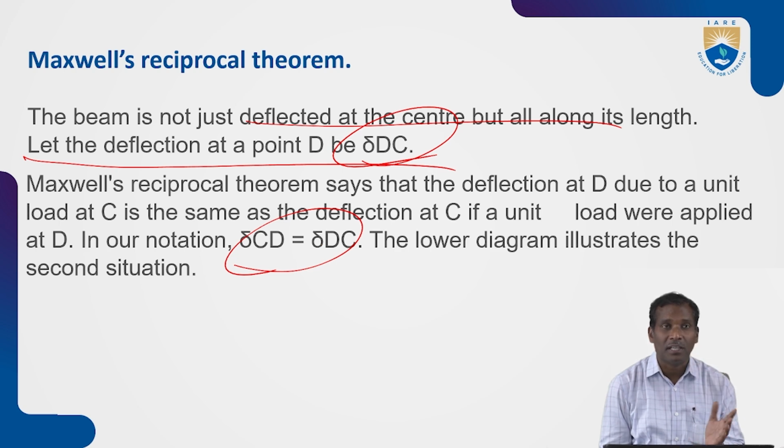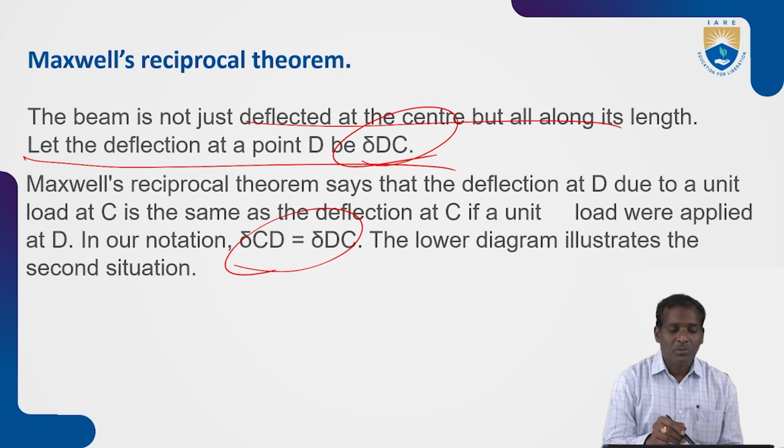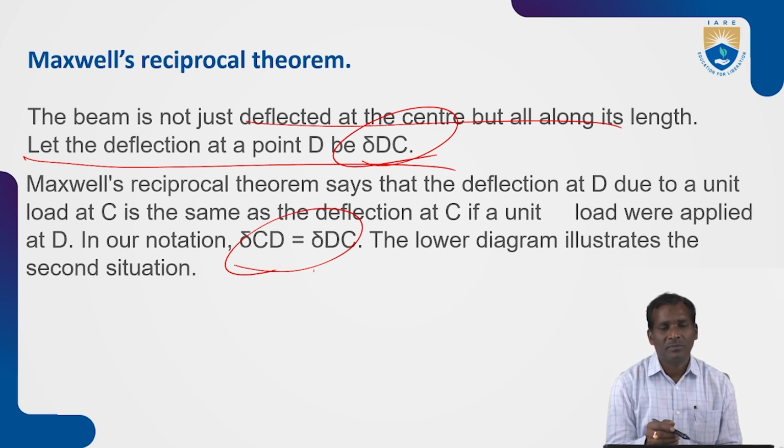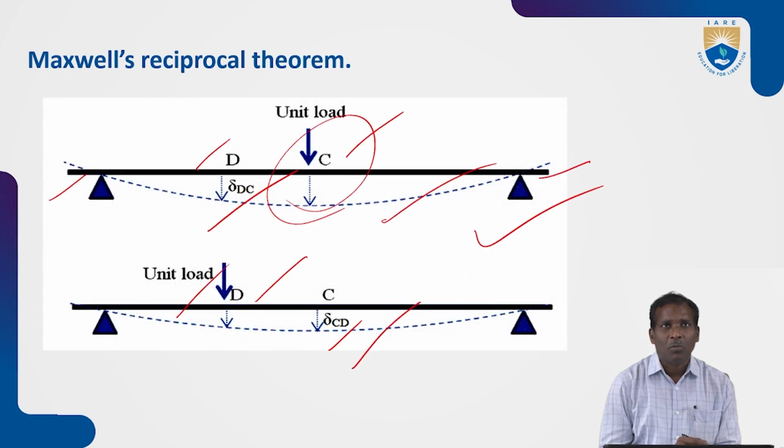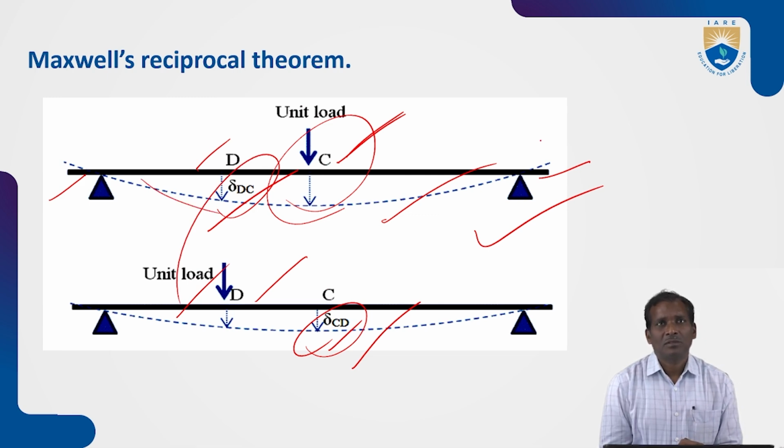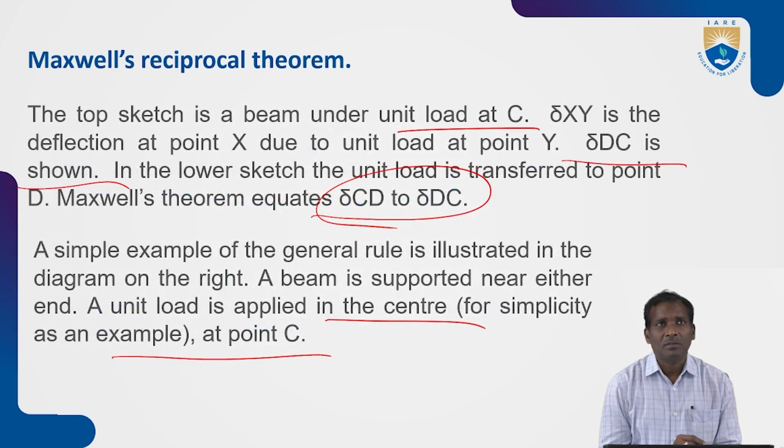The lower diagram illustrates the second illustration. We have to do the explanation or proof for delta CD equal to delta DC; we will see it later. In this, the unit load is acting at C, the deflection is delta DC, whereas when shifted to D, the deflection is delta CD. So both are equal. There is no change in deflection. This is called Maxwell's rule.